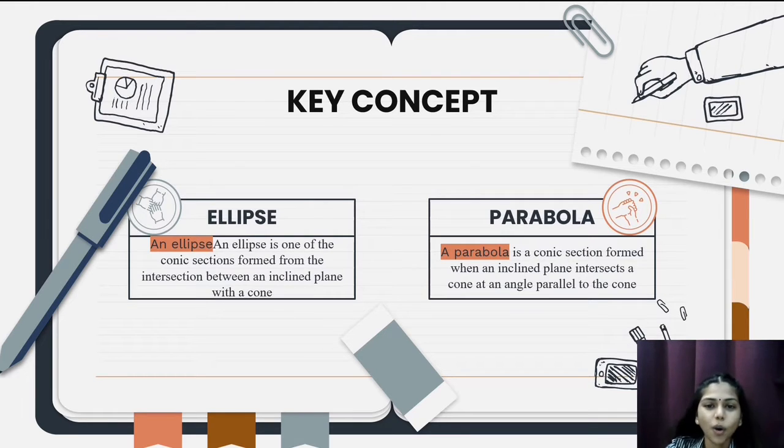On the other hand, what is a parabola? A parabola is a conic section formed when an inclined plane intersects a cone at an angle parallel to the cone. In mathematics, a parabola is a curve between a directrix and a focal point such that all points on the curve are equidistant from the focal point and directrix. For example, you can see the usage of parabola in suspension bridges.